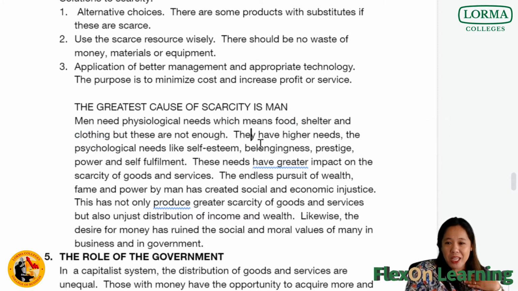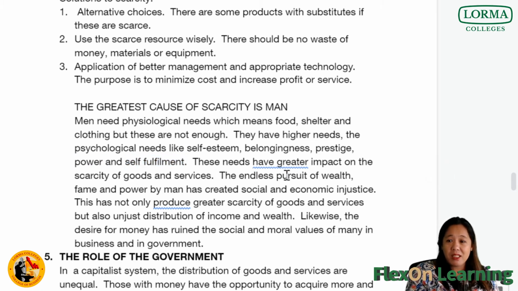We also have higher needs. This is according to Abraham Maslow. We need self-esteem, and for sure you have learned about these in your psychology subject and other subjects that have something to do with social science. Sense of belongingness. That's why you have friends, you have your family, you have a favorite aunt or uncle. Okay, prestige, like pogi points, ganda points. Okay, power, the ability to control somebody, and also self-fulfillment, happiness.